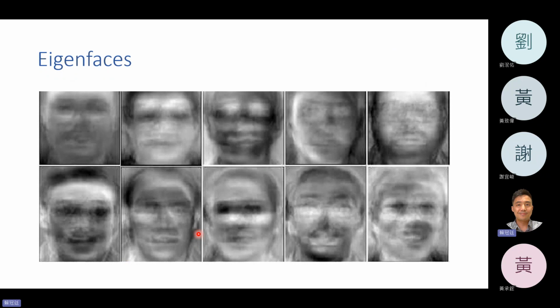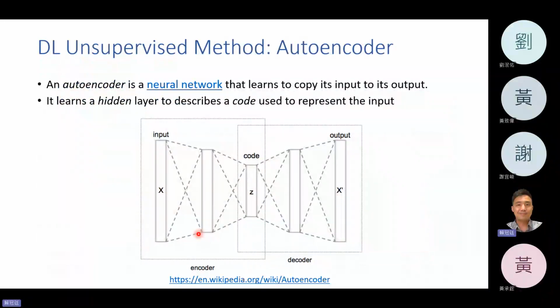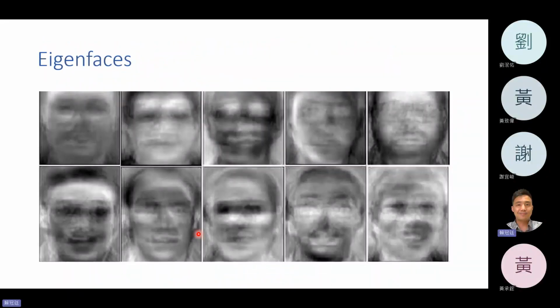Another example is the eigenvector, right? It projects the data along different principal components, as in PCA.